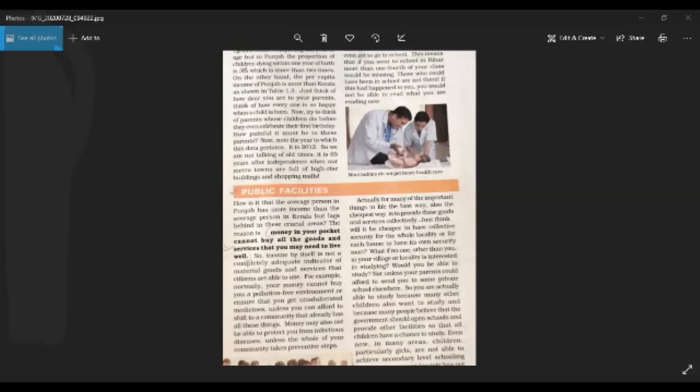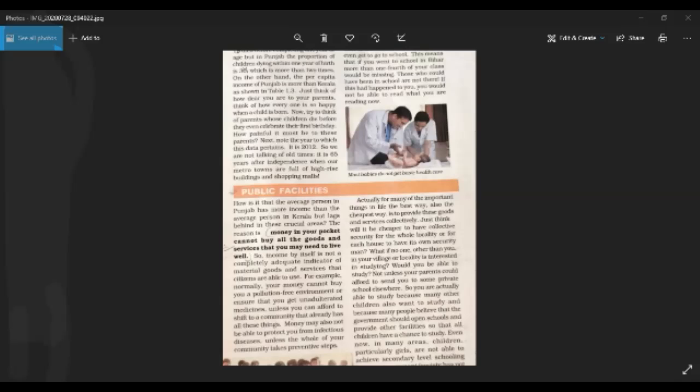So you are actually able to study because many other children also want to study, and because many people believe that the government should open schools and provide other facilities so that all children have a chance to study. That is correct. So we call these government facilities, or public facilities, or public utilities, right? From here the chapter topic of public facilities is started. पहले बेटा सर एग्जांपल लेते हैं. Public facilities means the government should provide all types of public facilities to the people of the country, in the whole nation, my dear student.